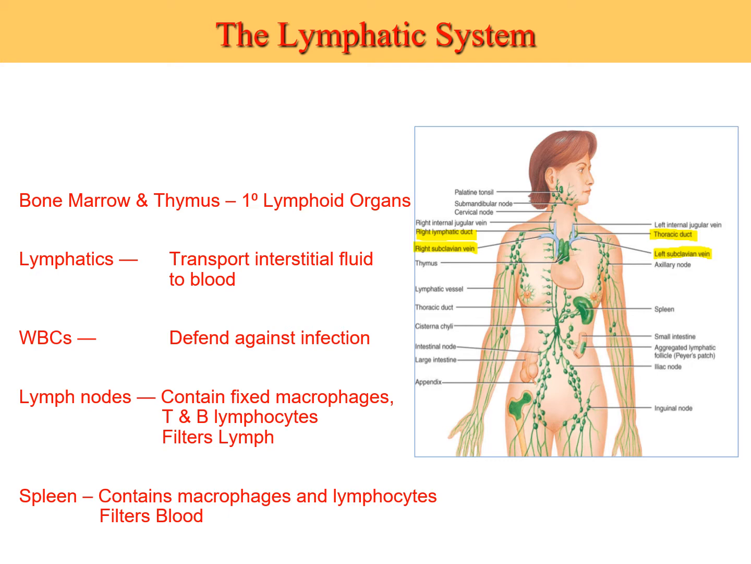The lymphatic system is populated by white blood cells which originate in the bone marrow. The bone marrow and the thymus are both primary lymphoid organs. That means that they produce white blood cells of the immune system. The bone marrow, of course, produces and is the site of maturation of B cells or B lymphocytes, and the thymus is the site of maturation of T cells, T lymphocytes.